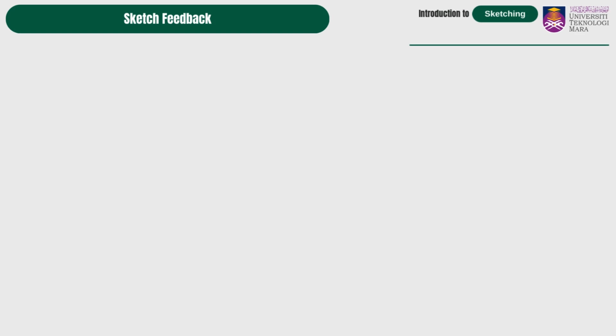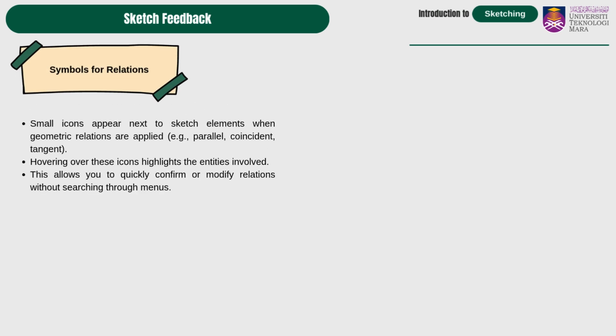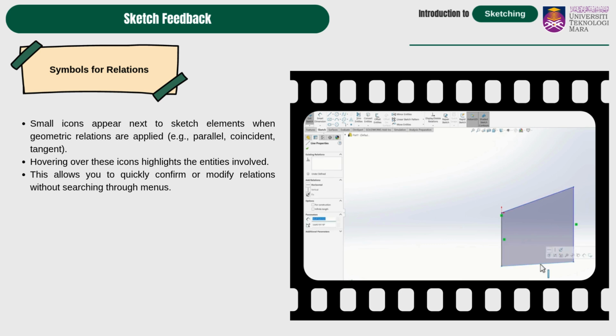Let's move on to the next part of sketch feedback: symbols for relations. In SolidWorks, when you apply a geometric relation to a sketch entity, like parallel, perpendicular, coincident, tangent, or equal, a small icon will appear right next to that entity in the graphics area. These icons are a quick visual confirmation of what constraints are active without having to search through menus. One of the most useful features is that you can hover your mouse over these icons to highlight all the entities involved in that relation.